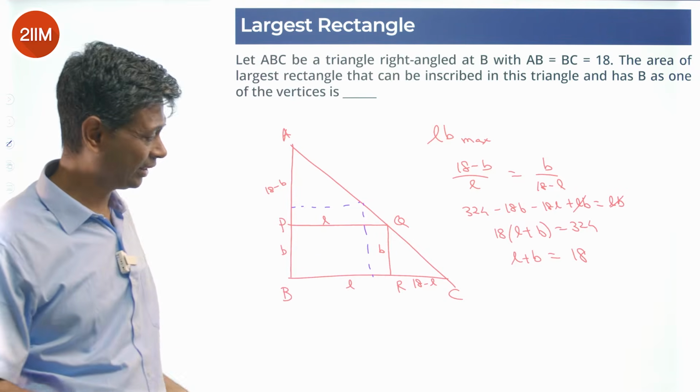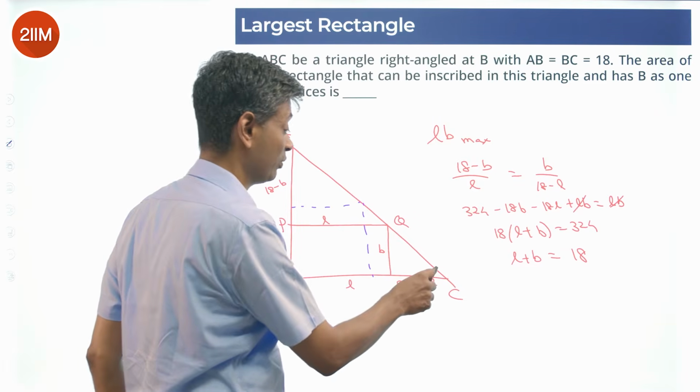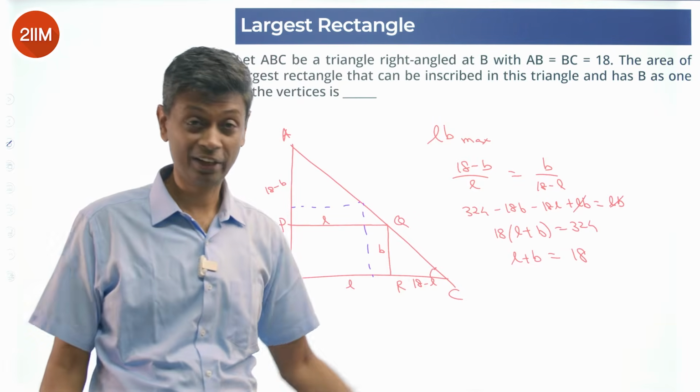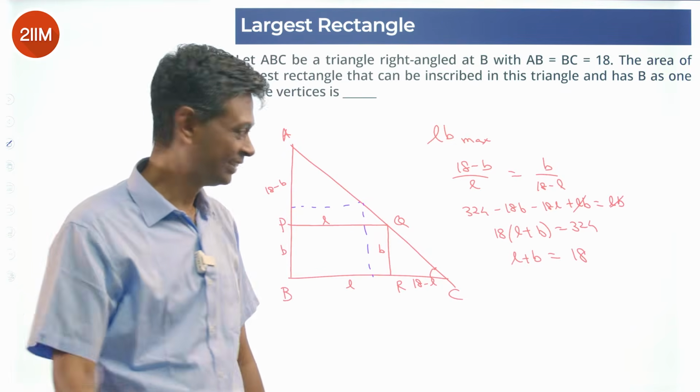It's anyway an isosceles right angle triangle. So I could have just taken this to be 45 degrees, B equal to 18 minus L, done. I need not have done all this. That's all right. All right. So L plus B is 18.